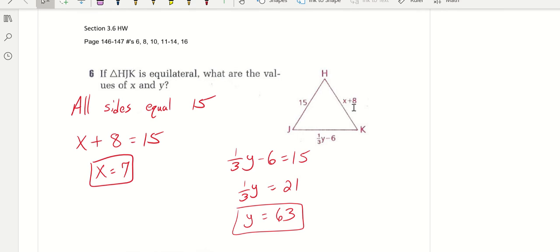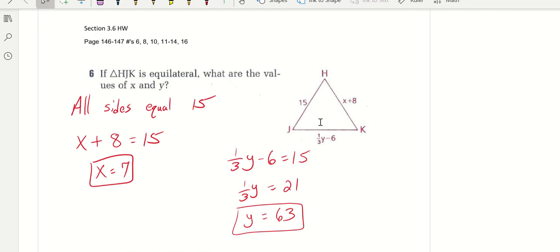So x plus 8 must equal 15. We solve for x and we get x equals 7. Same thing for side JK. All sides must equal 15. So 1/3 multiplied by y minus 6 must equal 15. We add 6 on both sides. 1/3 y equals 21. We multiply by 3 on both sides to isolate y, and we get y equals 63.